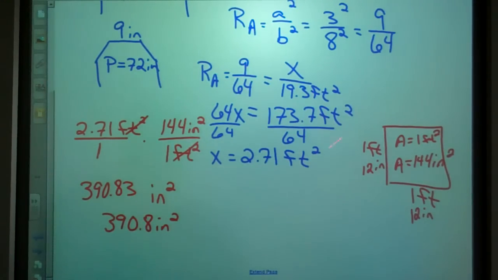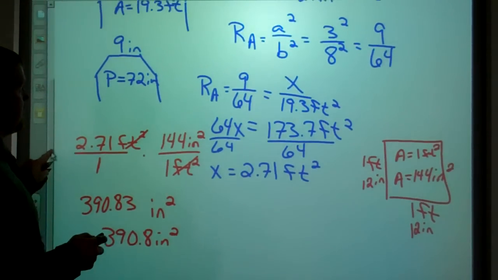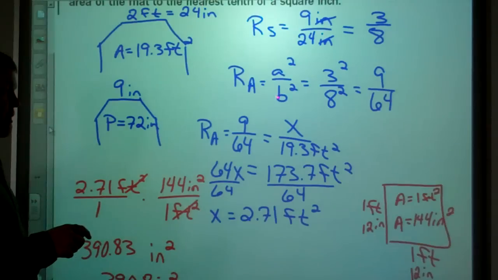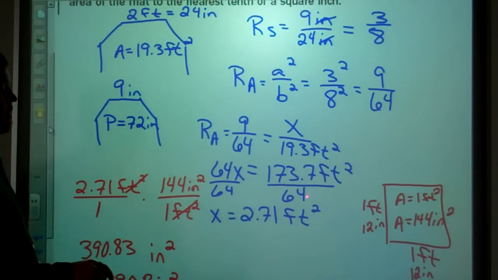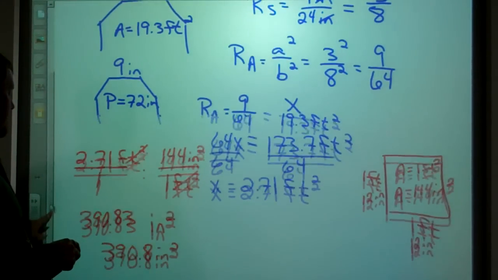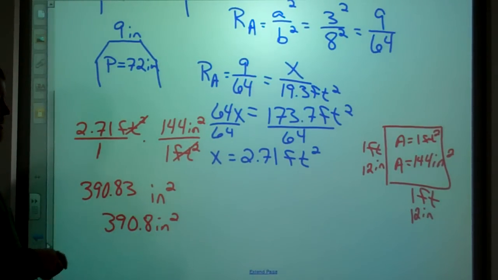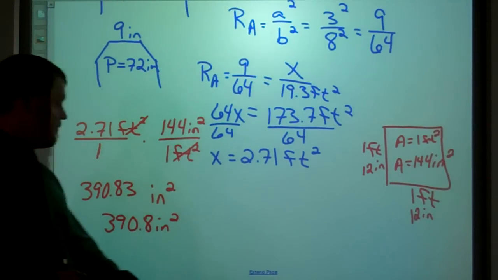Okay, so this one is a lot more complex. You had to worry about converting units. You had to worry about using the ratio of the sides to find the ratio of the areas. Once you had the ratio of the areas, find the area of the mat. Okay, we have the area of the mat. Now we needed to convert it to the proper units. So, a little bit of work involved with this one.